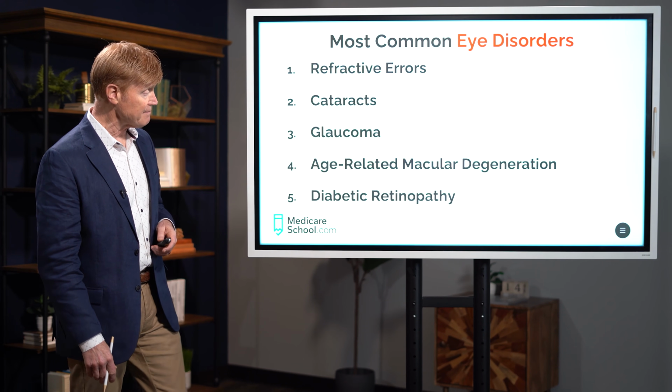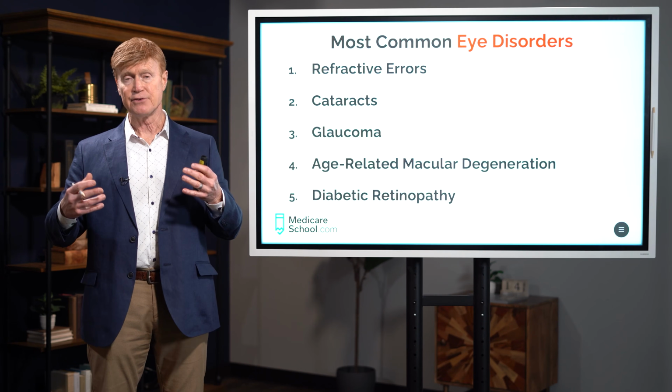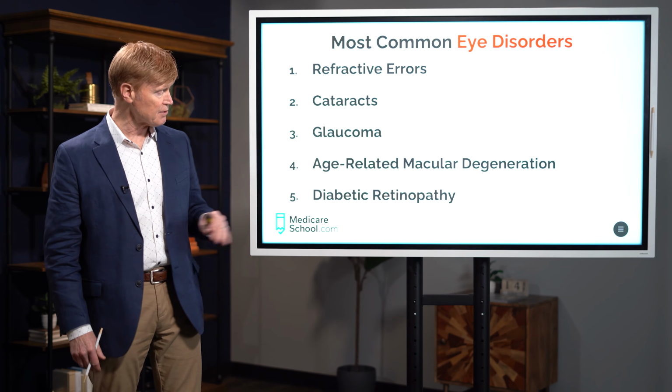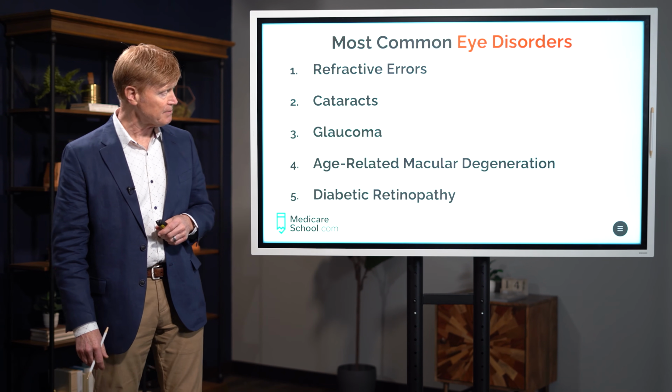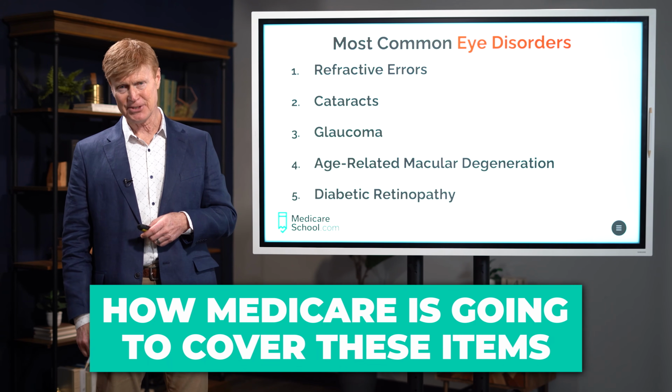And then of course, those that have diabetes, they need to catch their eye issues early on. And there's ways that of course we can do that, and Medicare will cover some of those kind of things because that is, again, something that can lead to blindness. All right, so let's talk about how Medicare is going to cover these items.